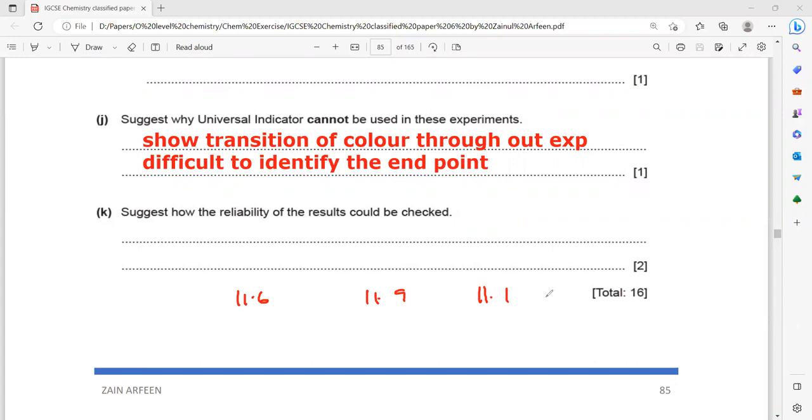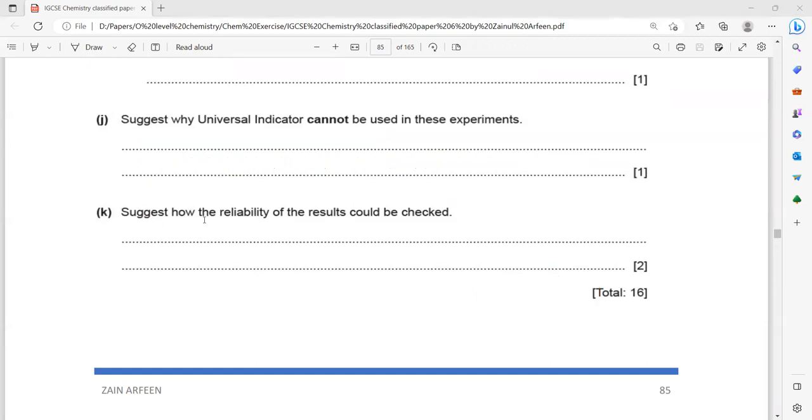For example, once I get 11.6 and 11.7, these are concordant, they are in the range. Results within 0.2 more or 0.2 less refer to concordant results in titration. So we should repeat the experiment. For titration, this is always the case: repeat until the results are concordant.